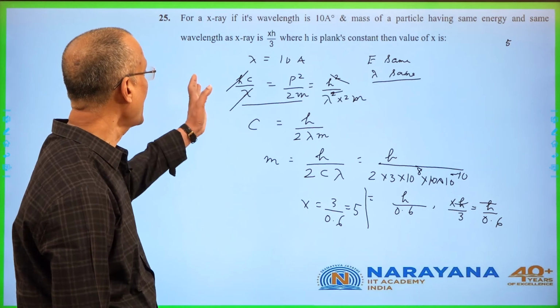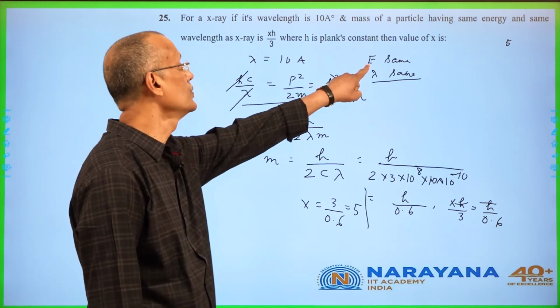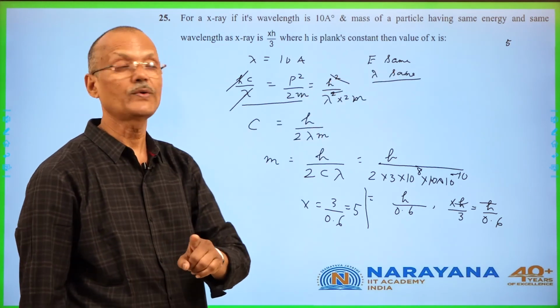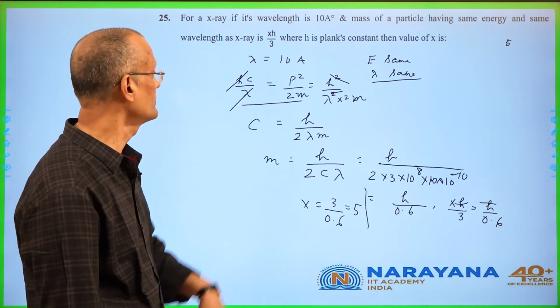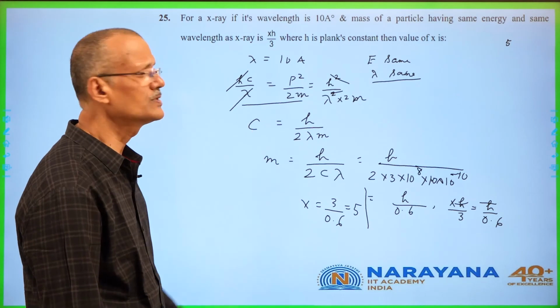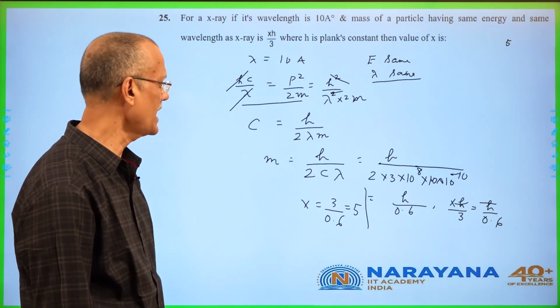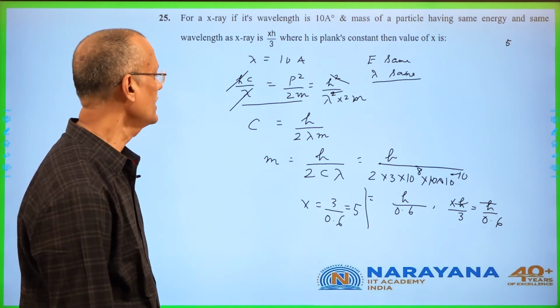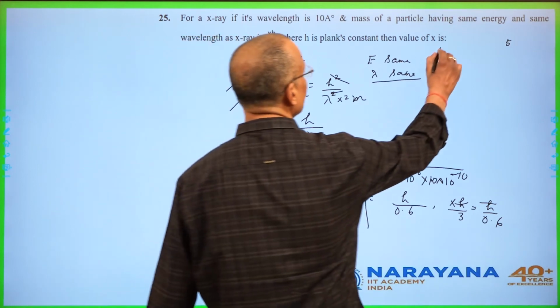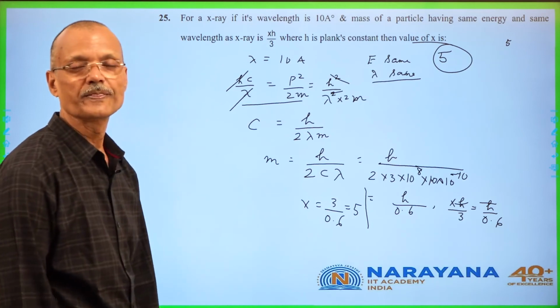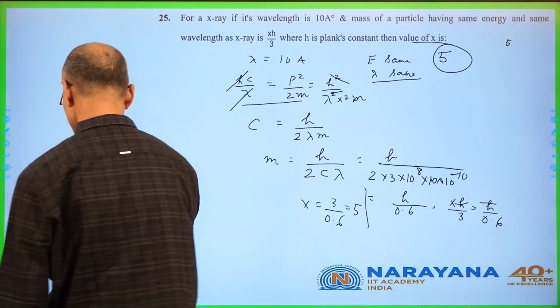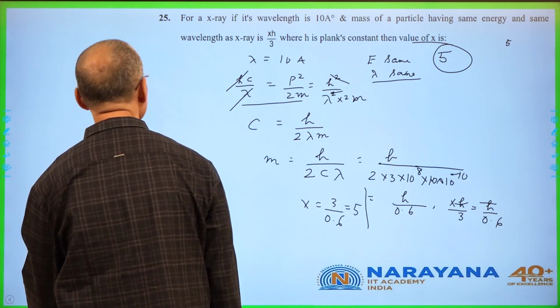Simple. They have told you energy is same. You have equated energy of X-ray photon to energy of the particle and substituted the value of P as h by lambda. Your answer is ready. Answer is 5 for x. Clear to you? Now, let us move to next question.